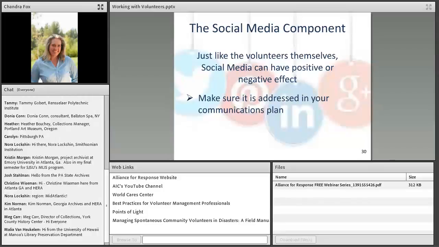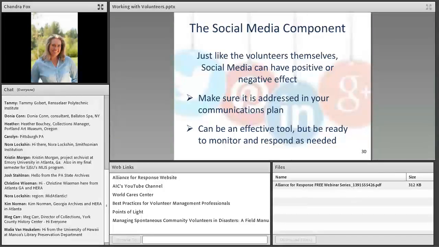Make sure that what you are doing with social media is addressed in your communications plan. So social media can be used for all sorts of things. Obviously information sharing, but it can also be used to recruit and organize your volunteers. You can schedule training opportunities and events. You can do their work schedule in a virtual space. So it can be a very effective tool.